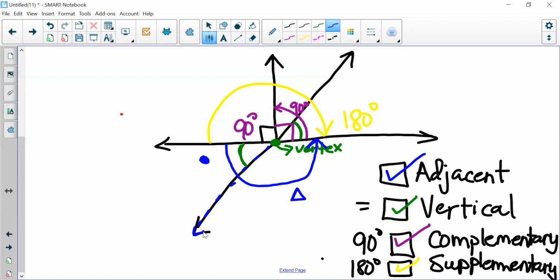What I noticed is that students get vertical angles and adjacent angles mixed up. The difference between vertical angles and adjacent angles is this. Vertical angles, Wakanda forever, only touch at the vertex in the very center where the two lines cross. Adjacent angles are side by side and they share a common side. So that's the difference.